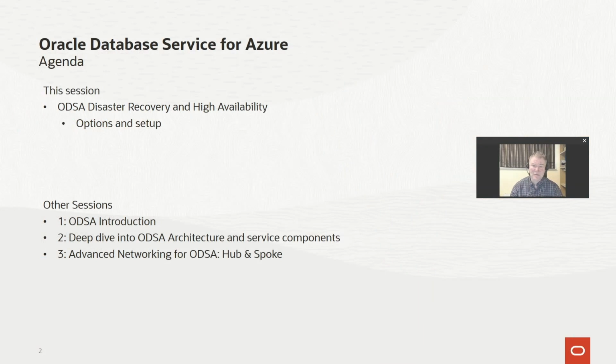As I said, there are some other sessions in this series. We have a session that is a bit of an introduction, and then we have a session that has much more of a deep dive into what are the components that actually make up this service. And in session 3 we had a look at the hub and spoke networking and how to plug ODSA into that. But let's go and have a look at what are the high availability and disaster recovery options for ODSA.